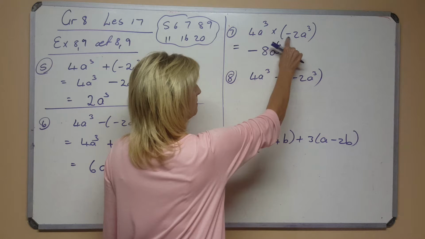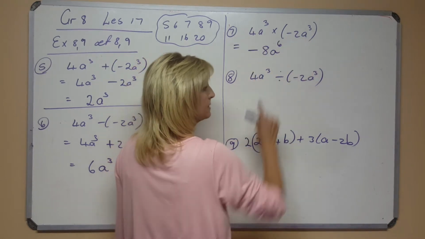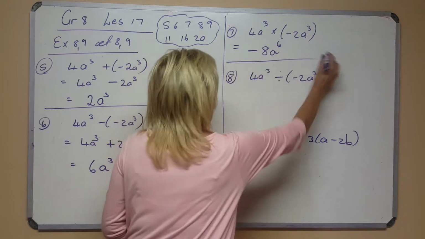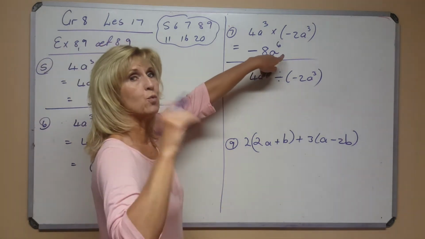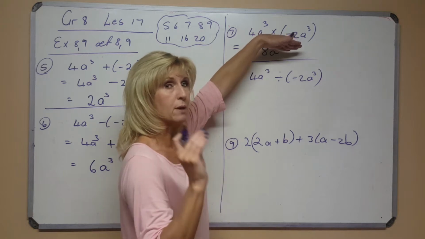So, it's a plus times a minus is a minus. 2 times 4 is 8. a to the 3 times a to the 3. The bases are the same. Keep the base, add the exponents. Definitely not the same as this. The exponent is to the power 6 because you were multiplying. Jou eksponent word a tot die mag 6 want jy is besig om te maal.